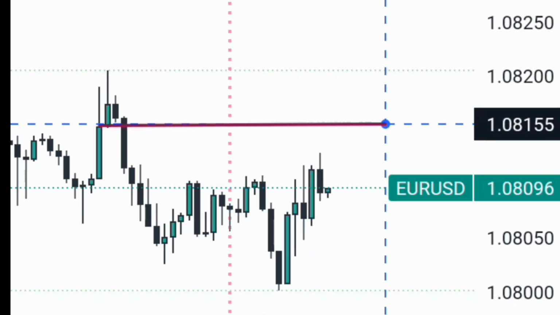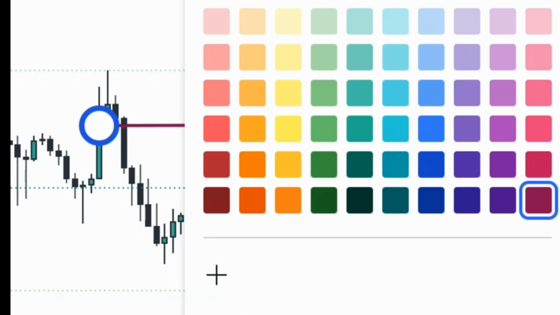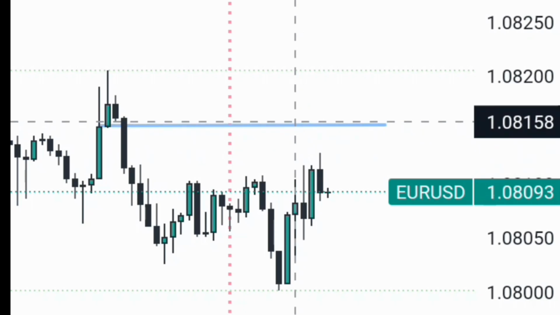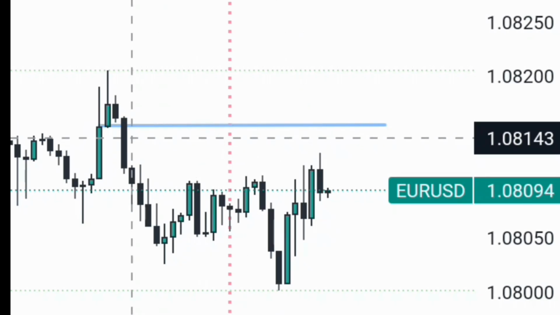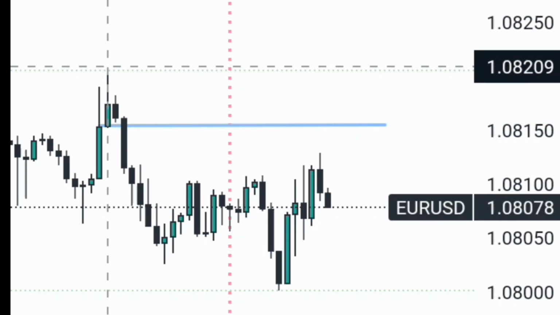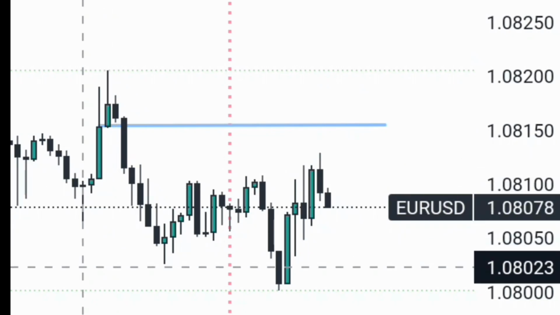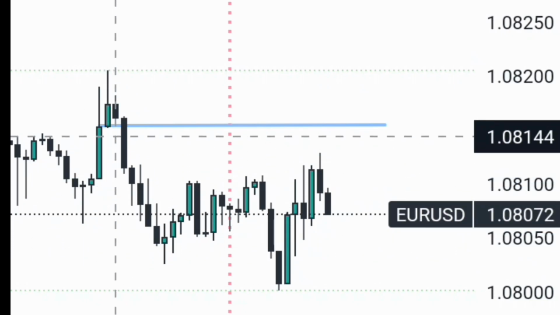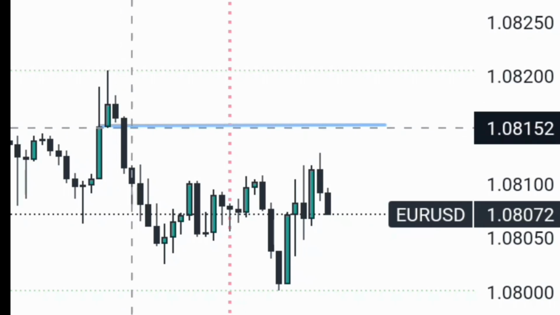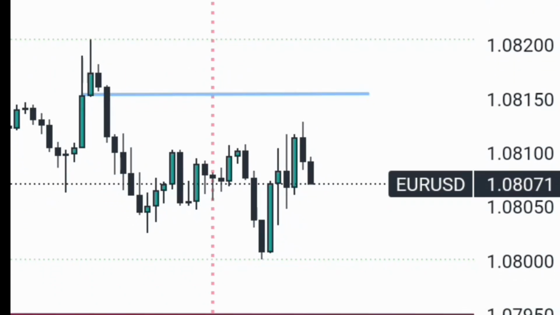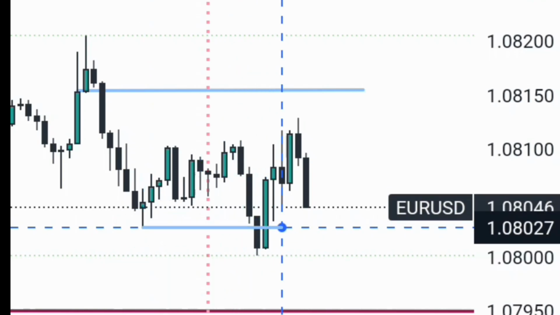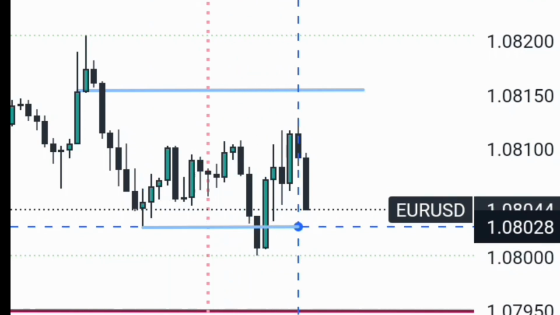Initially, when I wake up, I usually do analysis, and I was anticipating for price to hit this order block first before going lower. As you can see, this is our Asian range high, and this is our low. I was anticipating for price to hit this order block and fill in this FVG before going lower, but price just took out this buy side liquidity, our Asian range low.